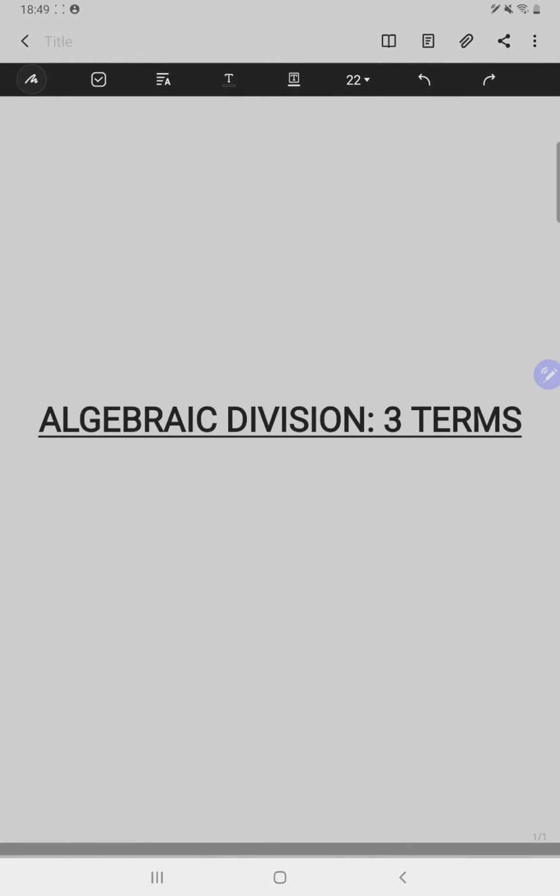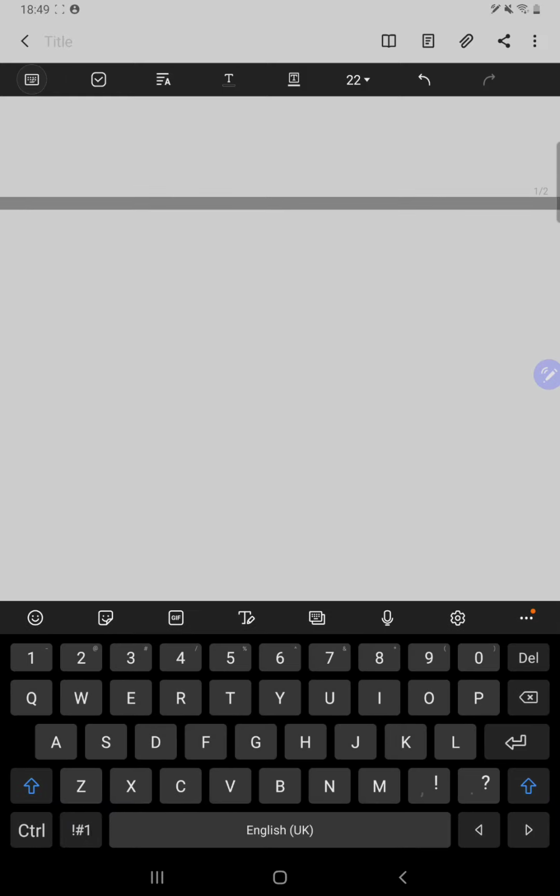Hi everyone, so we're going to go through how we do algebraic division when the term that we're trying to divide has three terms in it. So for example, say if we want to divide x squared plus x minus 12 by x plus 4.